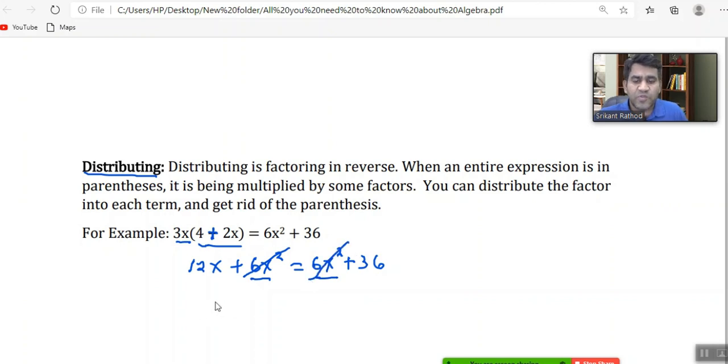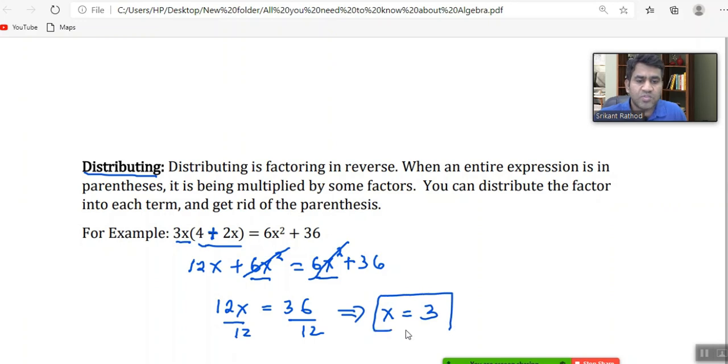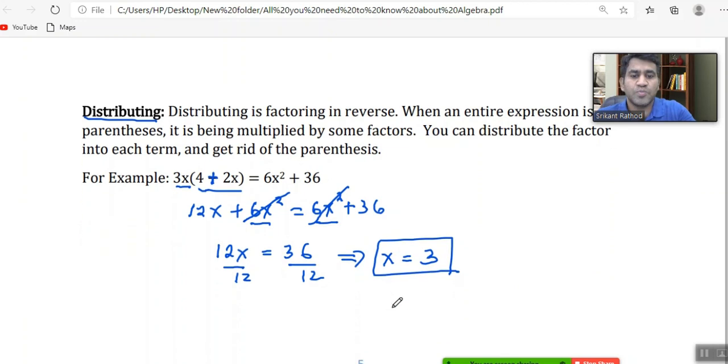Then this equation simplifies to 12x is equivalent to 36. I need the value of x, so divide by 12 on both sides, which gives you the value of x as 3, right? 12 times 3 is going to be 36. So this is the value of x. This is how you use distributing.